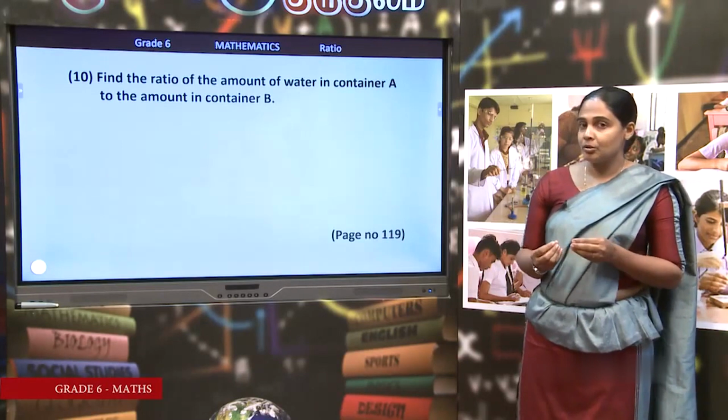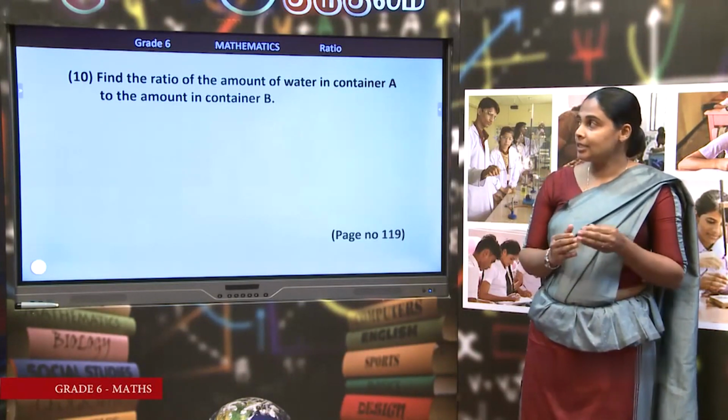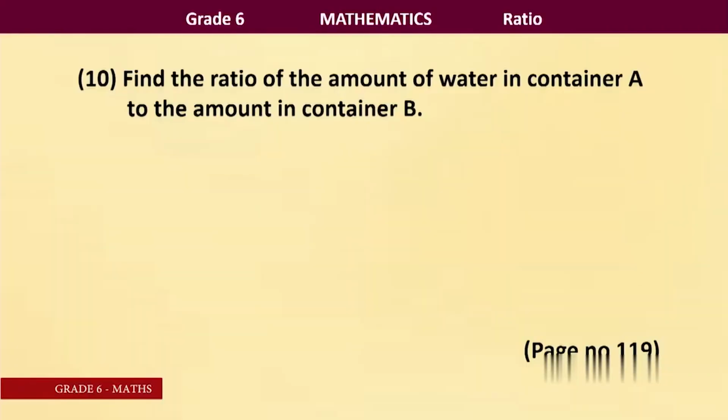Then I can show the answer, but you should get your answer first. Find the ratio of the amount of water in container A to the amount in container B. Now, they gave, write the ratio container A to container B. Then this is the diagram.